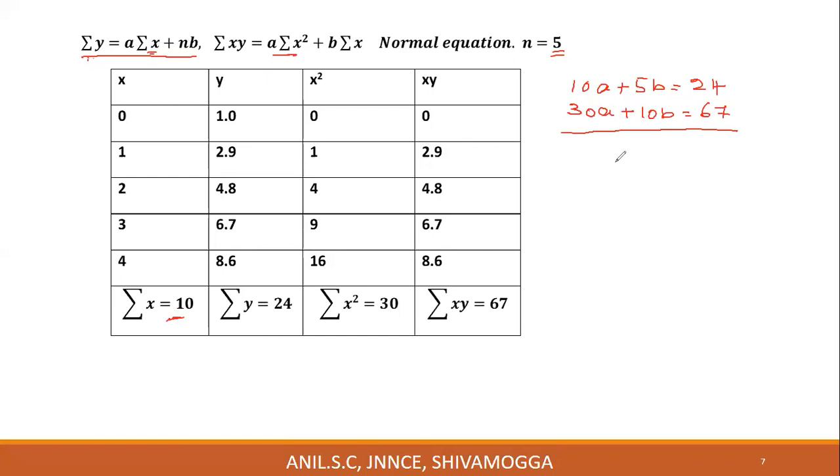A is equal to 1.9. Yes, a is equal to 1.9. That's right. B is equal to 1. These values are correct. A is equal to 1.9 and b is equal to 1.